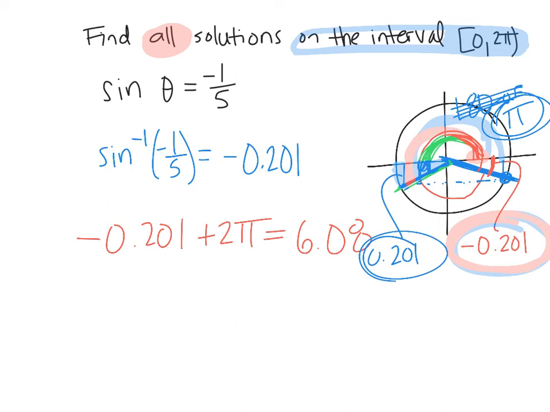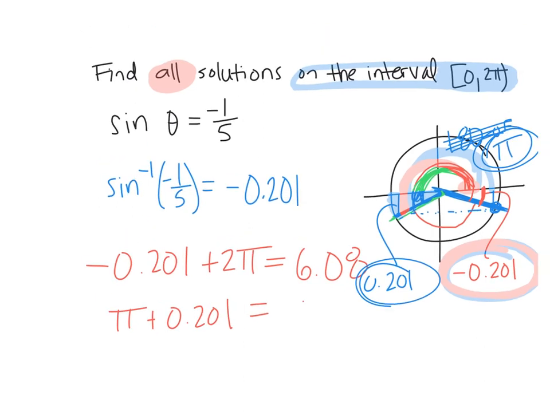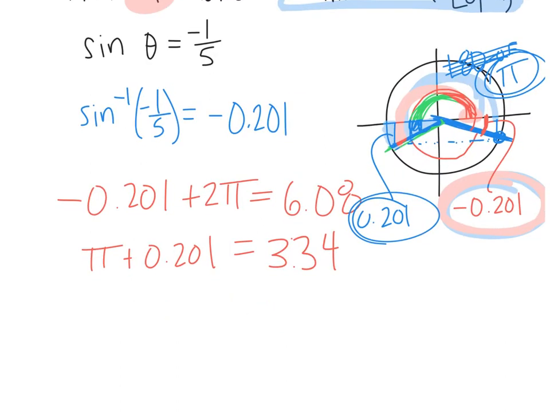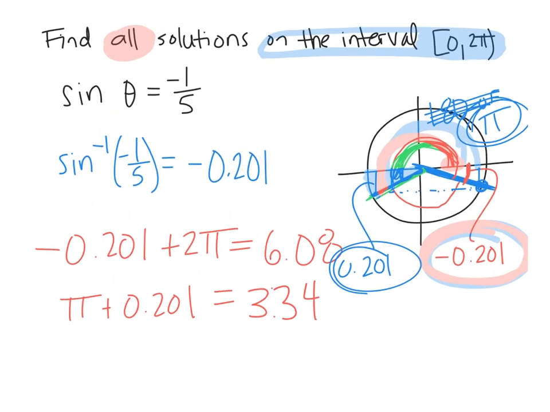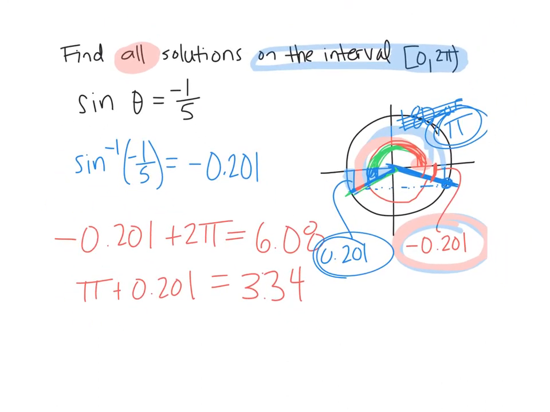So the entire angle all together from the starting point all the way over here is just going to be pi plus 0.201. So when I do that, 0.201 plus pi, I get 3.34. Boom. And that, ladies and gentlemen, is my solution set.